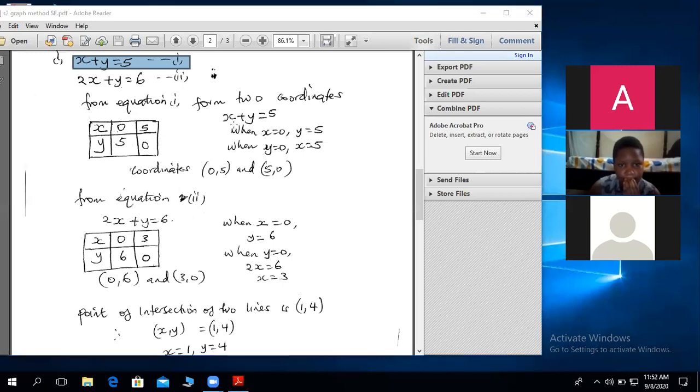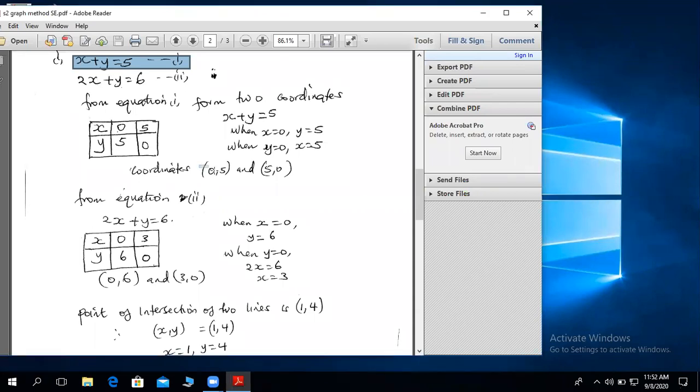After making x 0, in the next step I will make y 0. When y is equal to 0, x will be equal to 5 because y is 0 here. So I remain with x which is equal to 5. And that's how I get the coordinate 5, 0. Take note of that. So for the first equation, I have its two coordinates, which are 0, 5 and 5, 0.